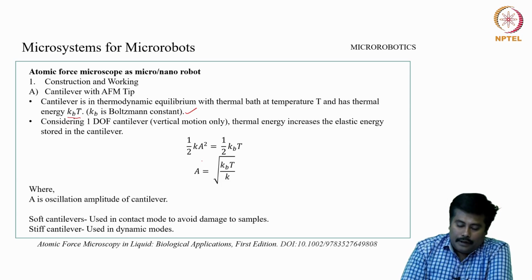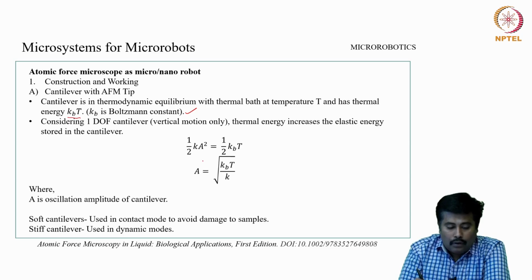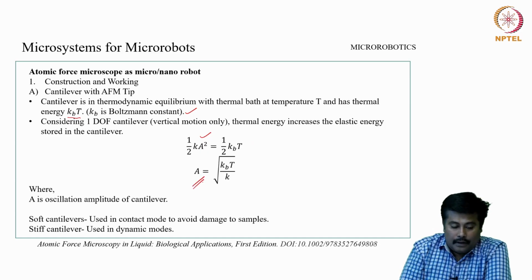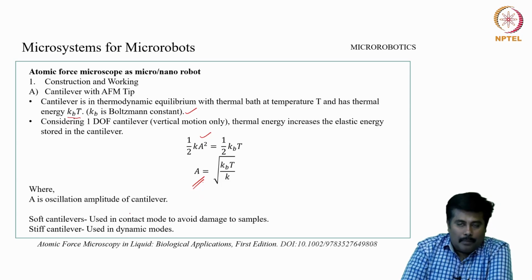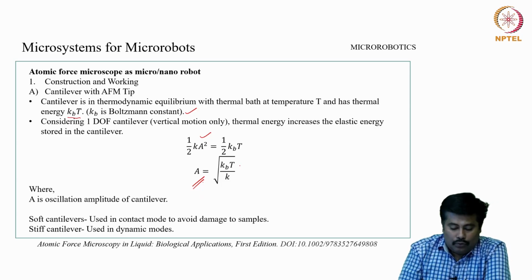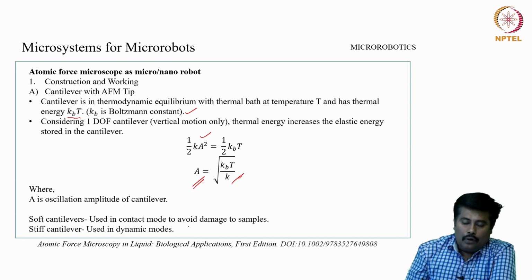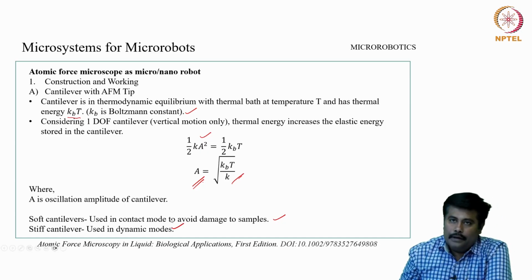So, ideally when we equate the thermal energy and the overall thermodynamic equilibrium, half K A squared equals half KBT, where A is the oscillation amplitude of the cantilever, which is root of KBT by K. So, these soft cantilevers are used in contact mode to avoid damage to the samples, and stiff cantilevers are used in dynamic mode for appropriate operations.